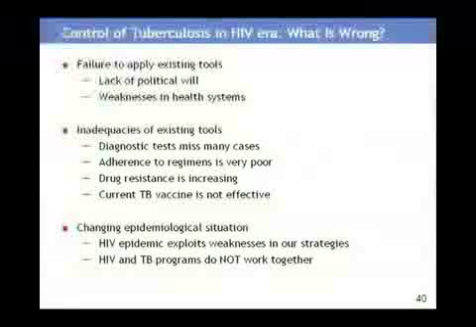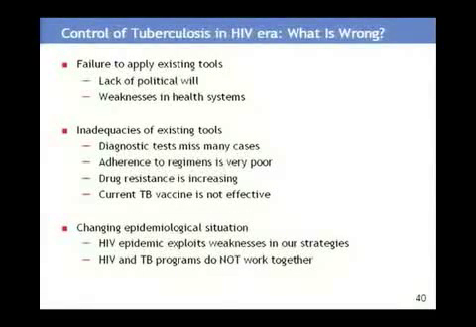Adherence to regimens is very poor. So even though we have appropriate treatment for tuberculosis, 6 months of therapy, it's very difficult for people to stay on this therapy and maintain it for 6 months. The current TB vaccine, as we mentioned, is not effective, and drug resistance worldwide is increasing and therefore complicating treatment. We desperately need new TB drugs, several of which are in development, but it's been about 40 years since we've had a new drug introduced to the TB regimen.